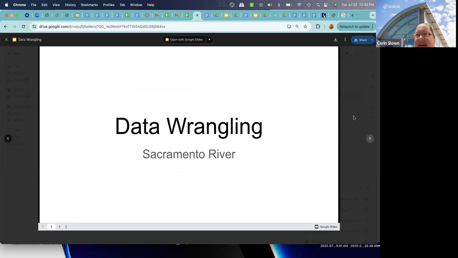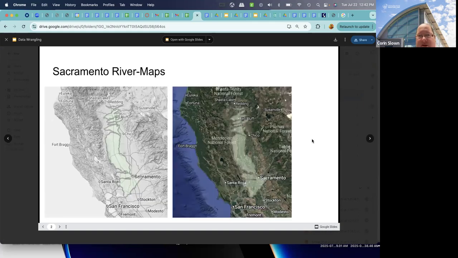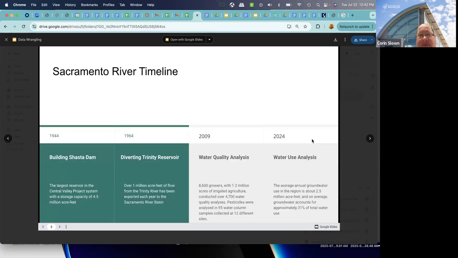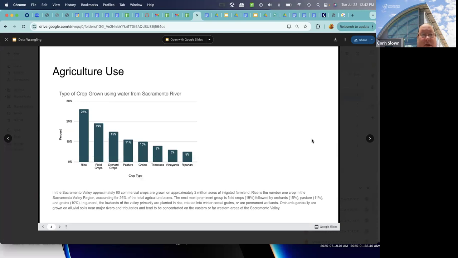Okay, and next up is our data wrangling. This is where you are either using figures that have already been created or you're creating your own figure. I tried to give examples here. So you could use maps. Maps are a great option in terms of showing your watershed and or water site. You could use a timeline. Maybe there are, for example, significant points at which there was an intervention or a diversion of water, and that influenced your site. You could use a figure like a bar graph. So in this case, I'm showing the type of crops that are grown using the Sacramento River.